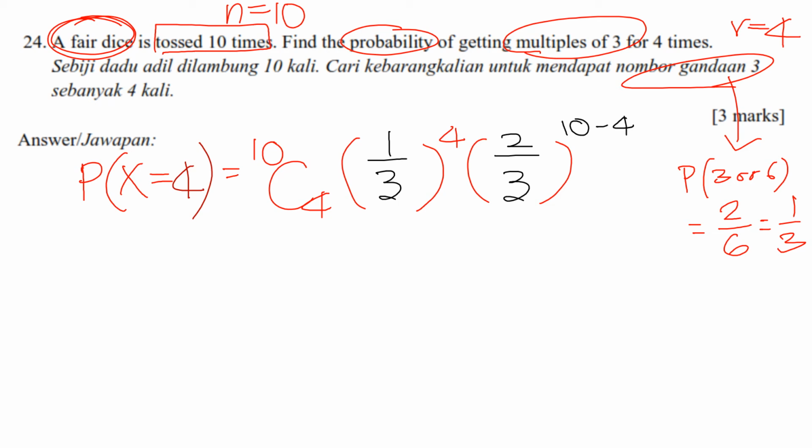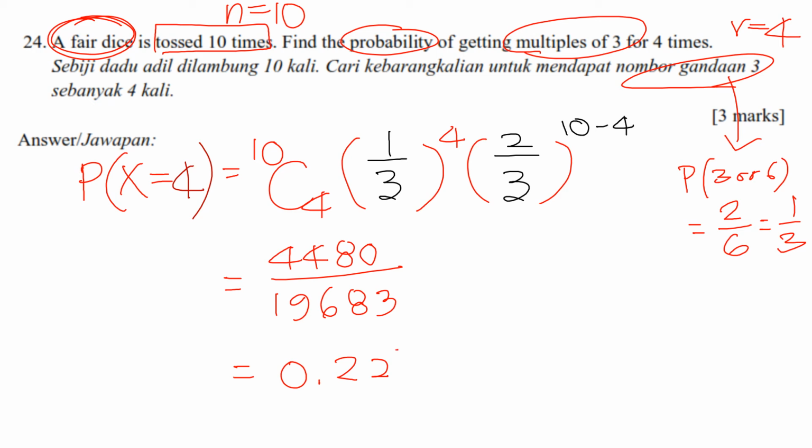Then the next step is pressing the calculator. I believe that by now you should have no problem pressing your calculator. You should get 4480 over 19683. Remain your answer like this, or if you want it in decimal, please make sure that it is in 4 significant figures.